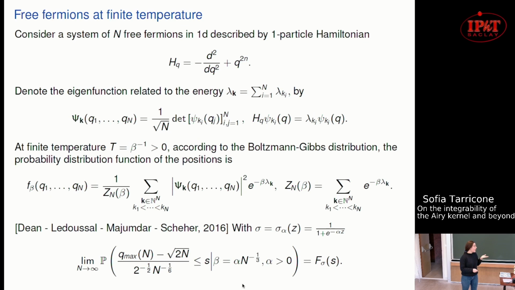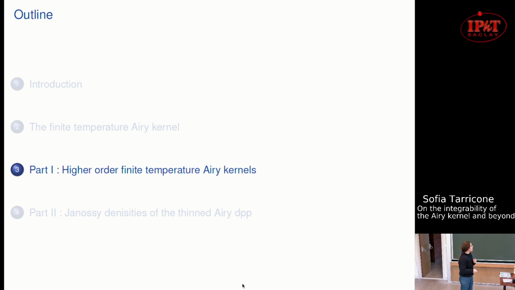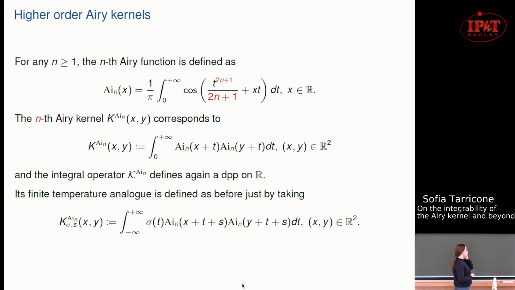And, well, also the point of the generalization to the higher order kernels, because this was the main motivation for us to consider these higher order finite temperature kernels. And in particular, the motivation comes as follows. So now, define another Airy kernel that is higher order in the sense that you will be considering higher order Airy functions. So this little n appears here and here. So if for n equal 1, you go back to the classical Airy function. Otherwise, you will have this object here. With that in mind, you construct the nth Airy kernel, and this is given by this integral from 0 to plus infinity of the product of the two nth Airy functions.